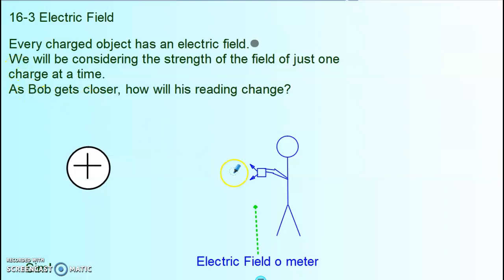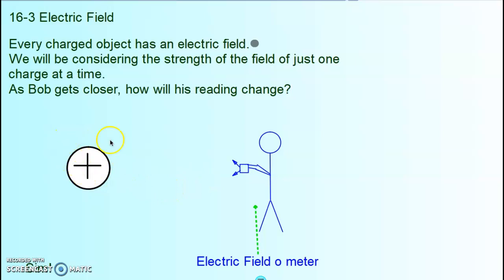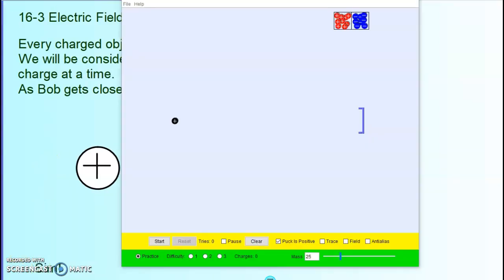So, look at my little illustration here. As Bob gets closer, how will his readings change on his electric field ohmmeter? And if you're thinking to yourself that as Bob gets closer, his field is going to get stronger, because electric field is a distance-based thing. So what I've done is I've opened up a simulator called Electric Field Hockey.